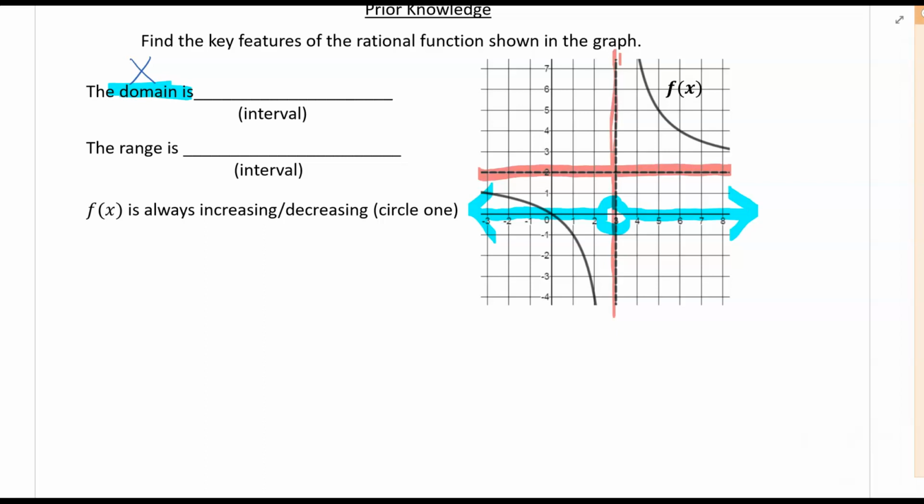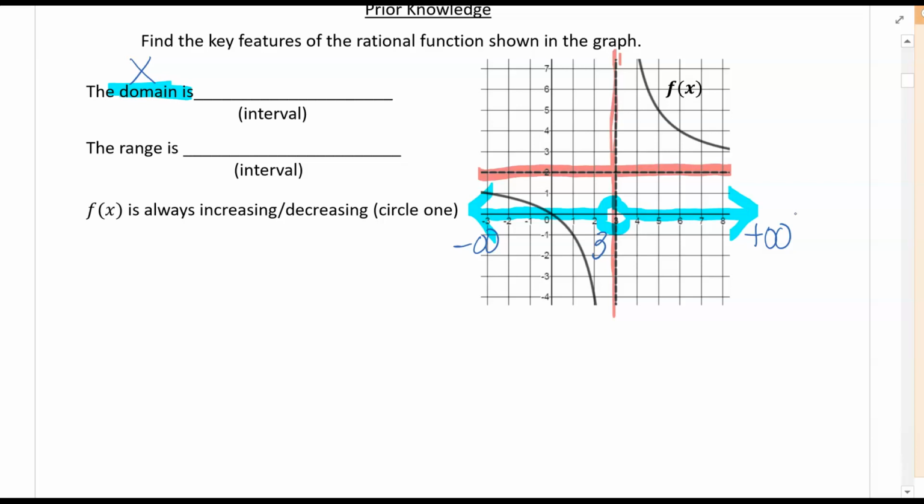Okay. So that arrow going forever to the left is representing which infinity? Going forever to the left is going to negative infinity. And then it stops at the 3 right here because of the asymptote. Then it's going to go forever to the right side to which infinity? Positive infinity. Okay?